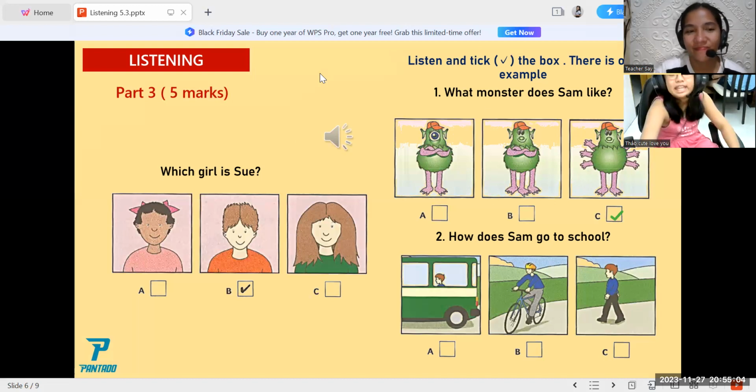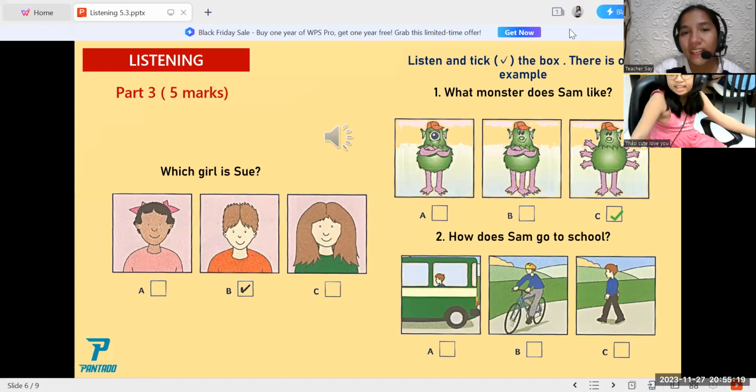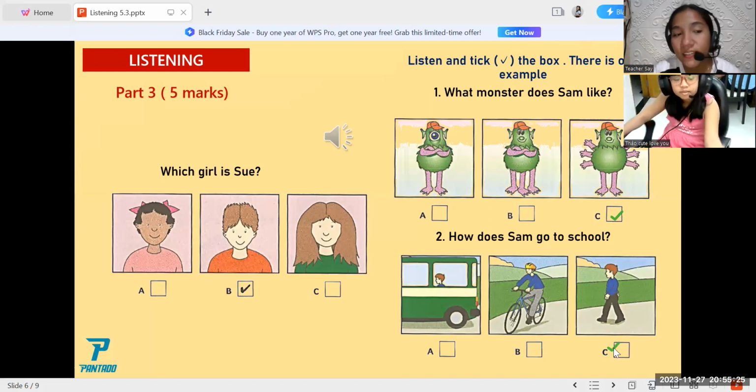Number one. C. Are you sure? Yes, it is letter C. Okay, let's see if your answer here is letter C, this one. Yes. Okay, let's see if your answer here is correct.